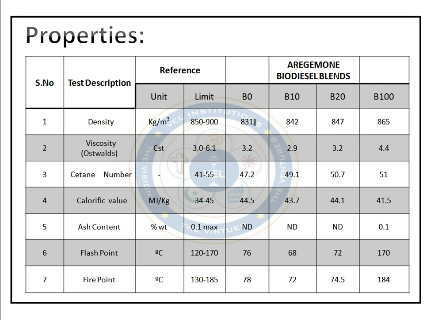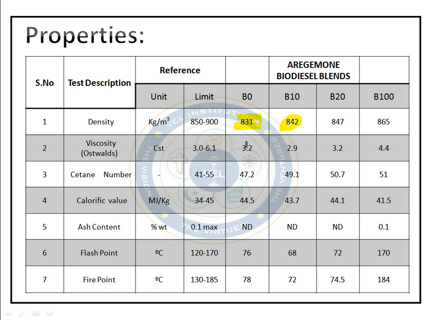But if you go for different blends, B10 and B20, we also have different densities that are less than B100. It is quite similar to the diesel, 831 and 842. B10 means 10% of Argemone oil and 90% of diesel.